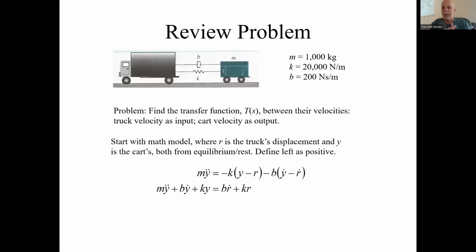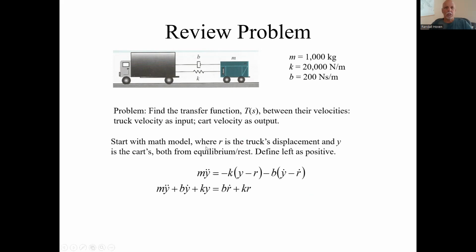Let's do one problem end to end. We have this truck pulling this cart with a spring and damper between them. We're tasked to find the transfer function between their velocities, where we treat the truck's velocity as an input and the cart's as an output. We'll assume they start in equilibrium and at rest. So they're both at time t equals 0 or just before. The truck is just sitting there, the cart is just sitting there, and everything is in balance. There's no motion.